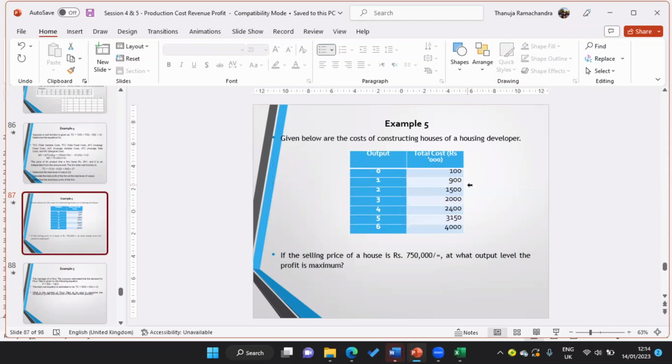Next, what is this one? Given below are the costs of constructing houses of a housing developer. Total cost is given. Selling price is 750,000. What is the output level at which profit is maximum? So basically TC is there, so calculate the TR, no?